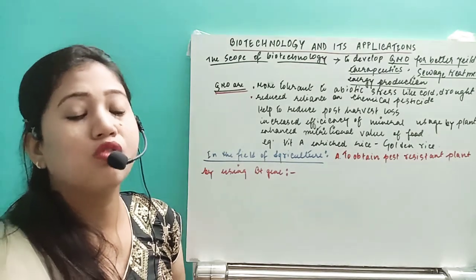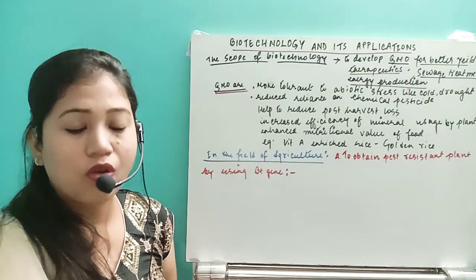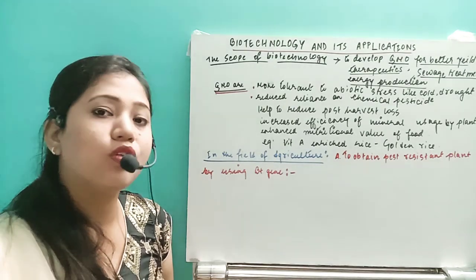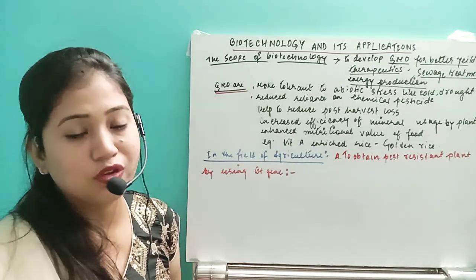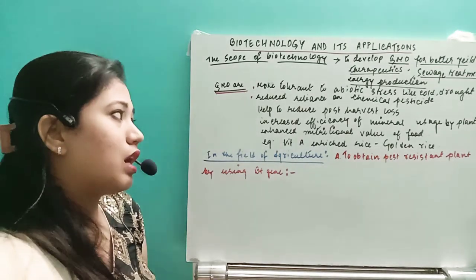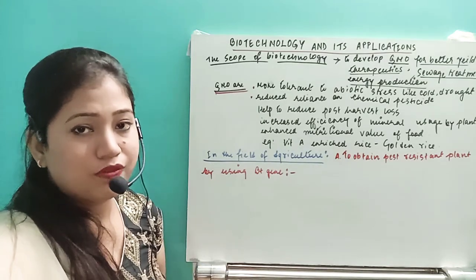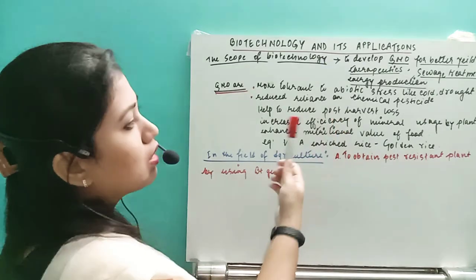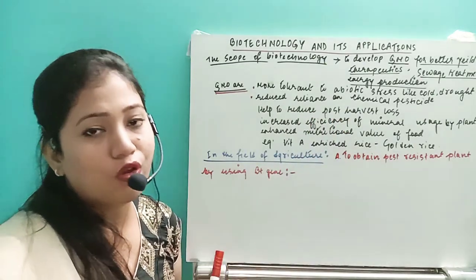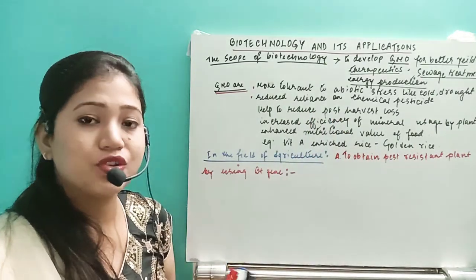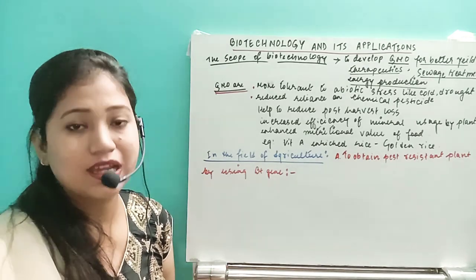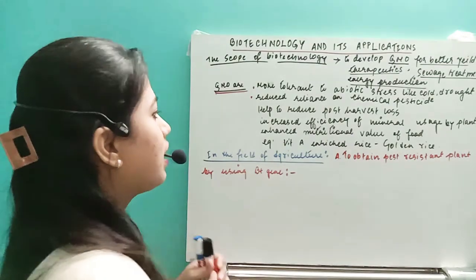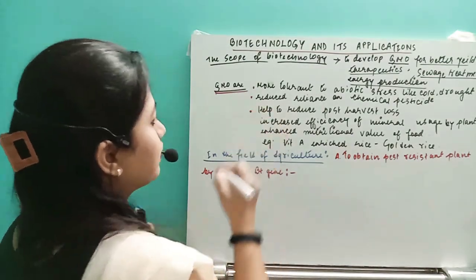It also causes the death of lots of other organisms too. Not only that pest, but it also kills other organisms which are not targeted. So these GMOs, genetically modified organisms, are actually used to decrease the use of all those chemical fertilizers, chemical insecticides, or chemical pesticides. Next one, it helped to reduce the post-harvest loss.